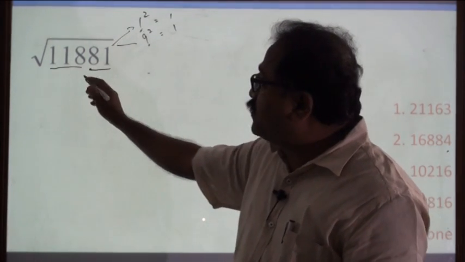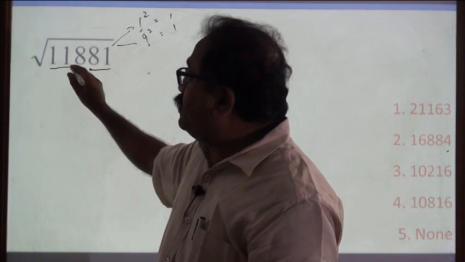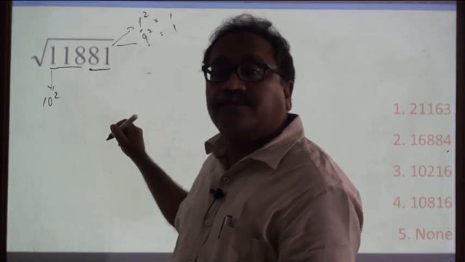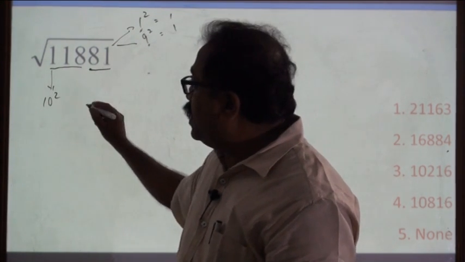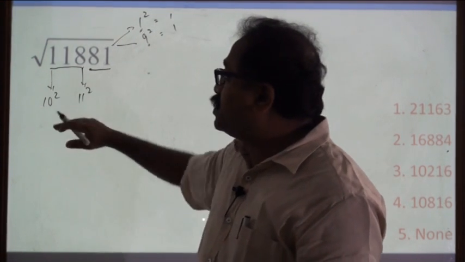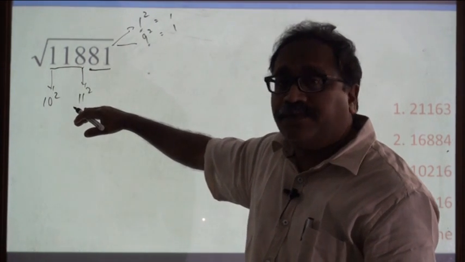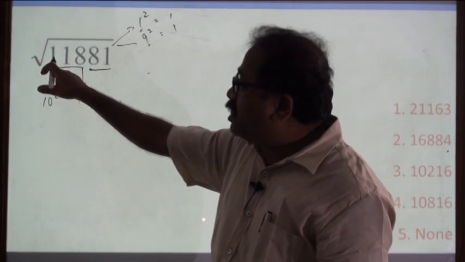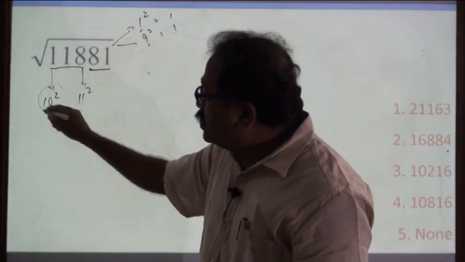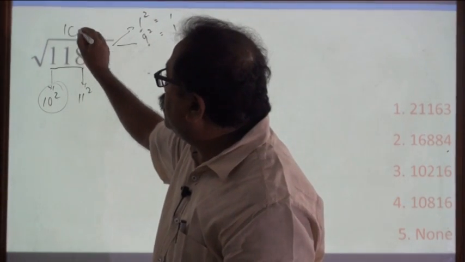But before that, let's find out what should be my first number. So this 118 is greater than 10 square and less than 11 square, because 10 square is 100 and 11 square is 121. So this number is in between 10 square and 11 square. So I take the smaller number, that is 10. So my first number here is 10.